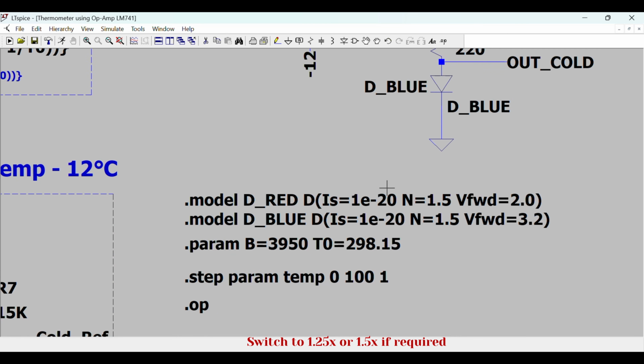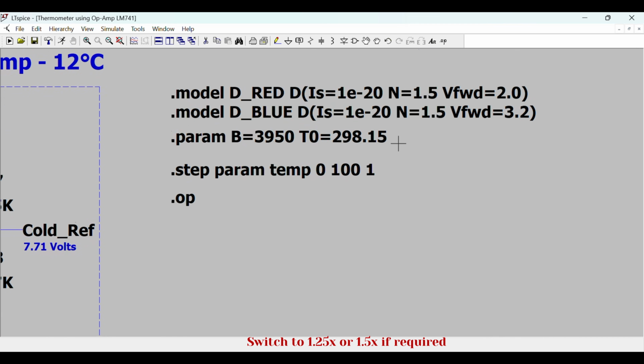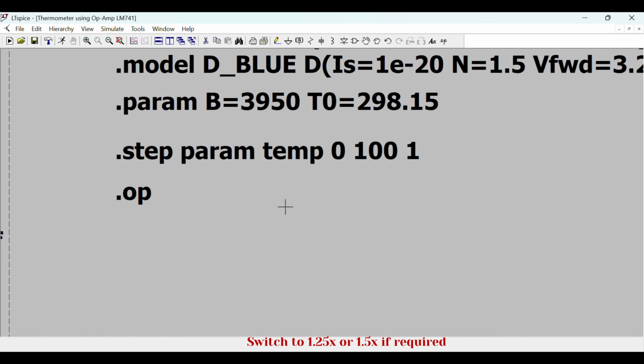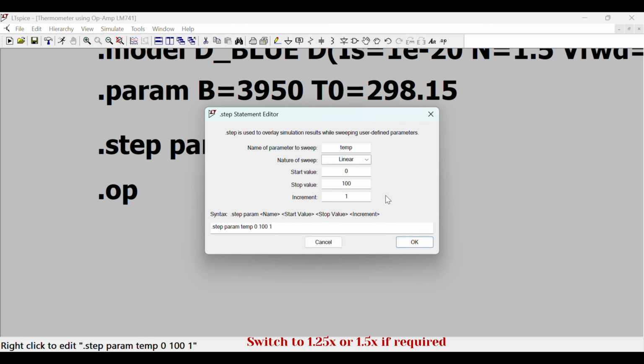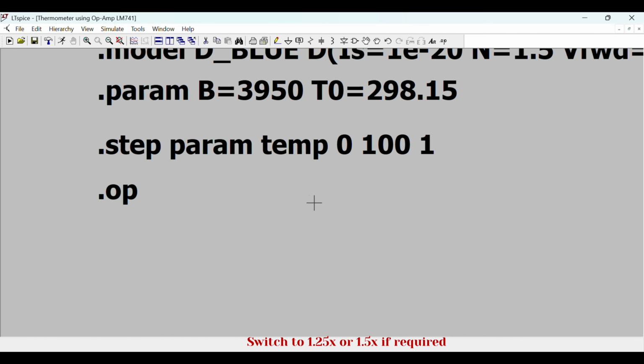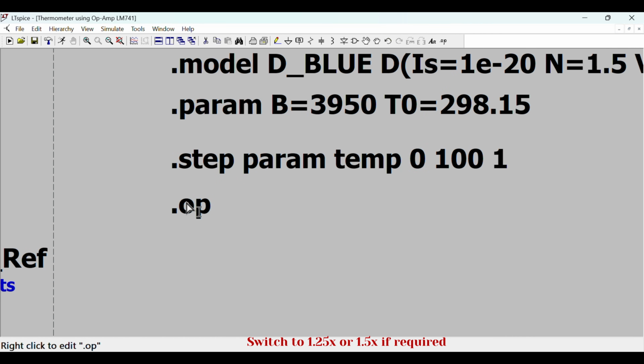Now, let us discuss the simulation commands. Step parameter temperature from 0 to 100 with a step size of 1. LTspice automatically changes the temperature from 0 degrees Celsius to 100 degrees Celsius with an increment of 1 degree. Therefore, more than 100 operating conditions are analyzed automatically. This allows us to study the entire temperature range in a single simulation.